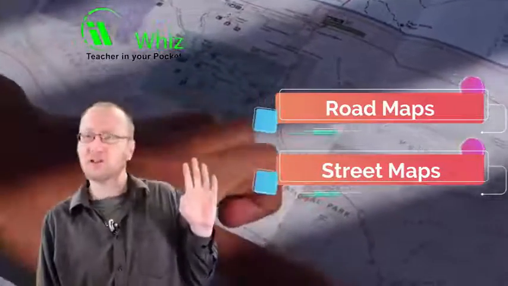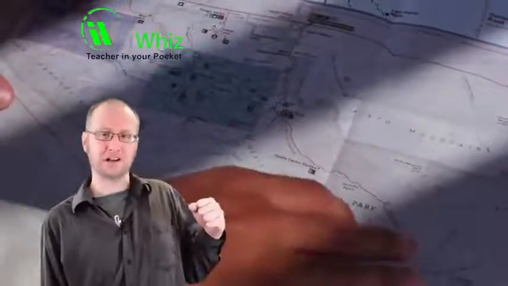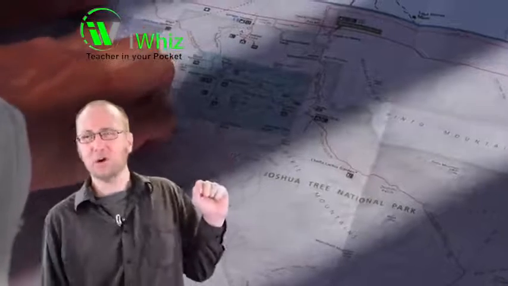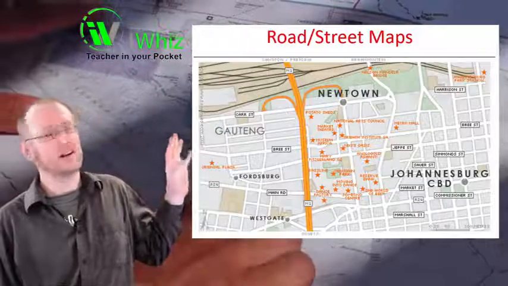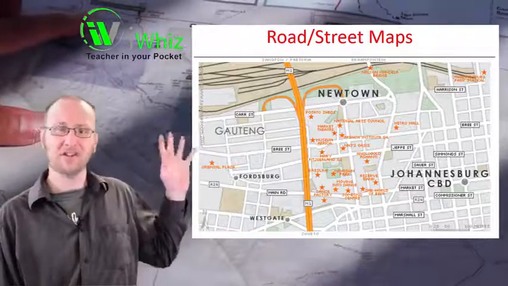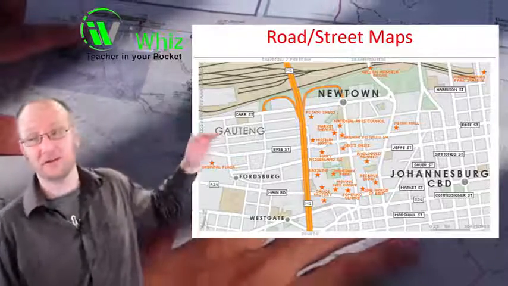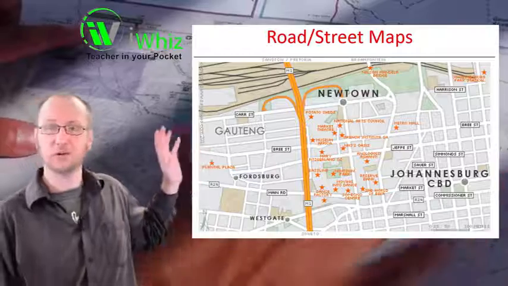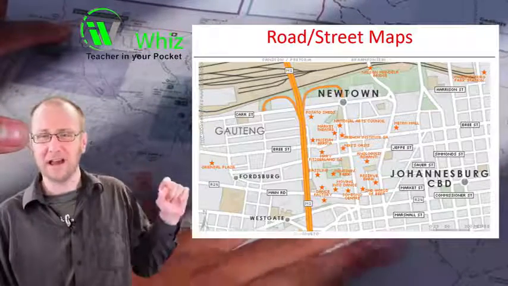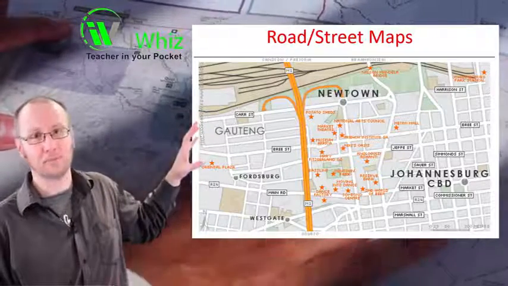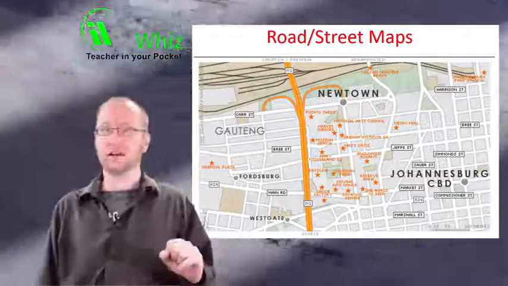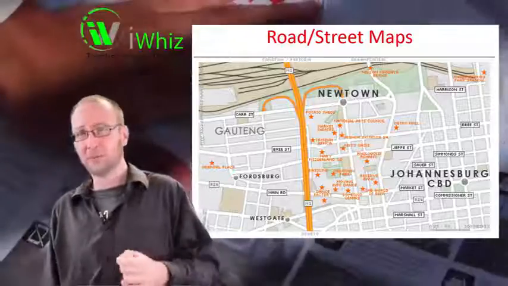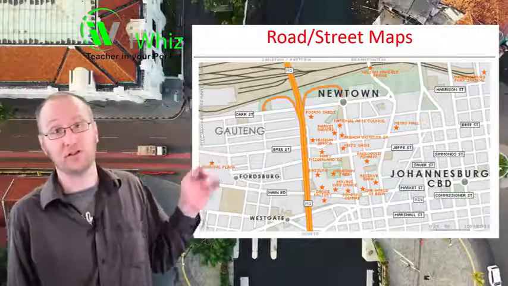Now there are different types of road and street maps depending on what area you're looking at. Beside me here we have a road map of Newtown, an area in Johannesburg. You can see in this map it shows all the individual streets and the layout of those streets, all the different street names and blocks, etc. And when you zoom in on Google Maps, this is often the kind of setup you'll see.